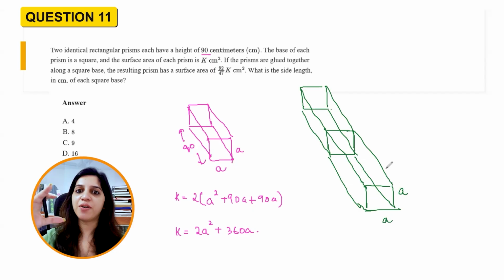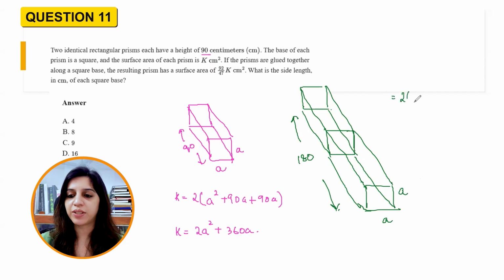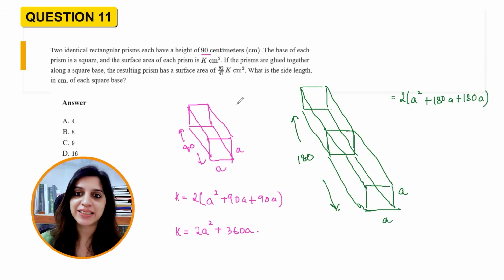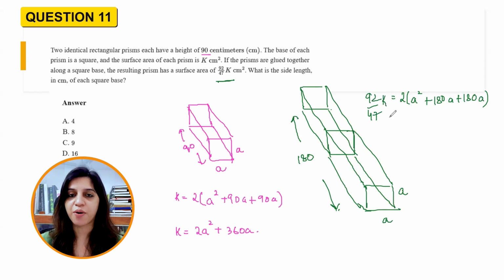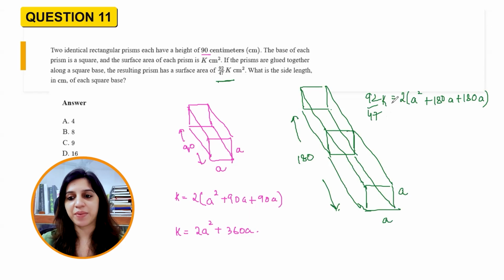Right. So this is now how the new prism is going to look like, and it's going to have a height of 180 now. Now let's try and write its surface area. Same thing, same formula. So I'm going to write 2 times A square plus 180A plus 180A. This they are saying is 92 by 47K, which means I can say this is 92 by 47K. This is my working equation now. I've got 2 equations in 2 variables, K and A. Very easy to solve. I'll use Desmos. I'll put both of them on Desmos and get my answer.